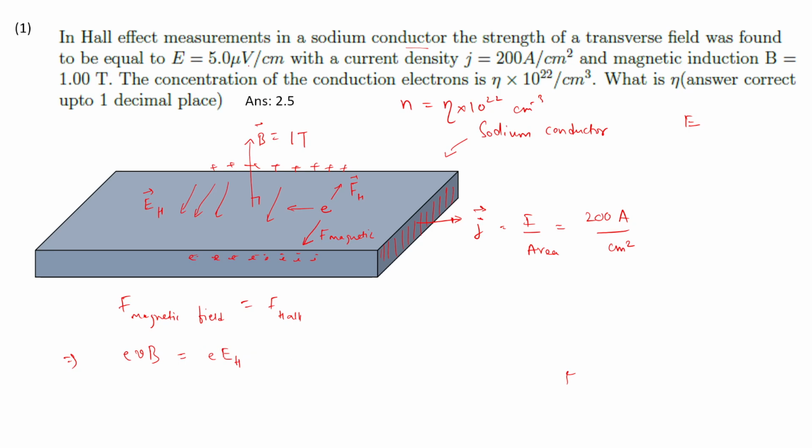The Hall field is this 5 microvolt per centimeter. From derivative theory we know that the current density J is equal to n e v, or v equals J over n e. So the e cancels, and v is equal to E. This will give me n is equal to J B by e into E_H.